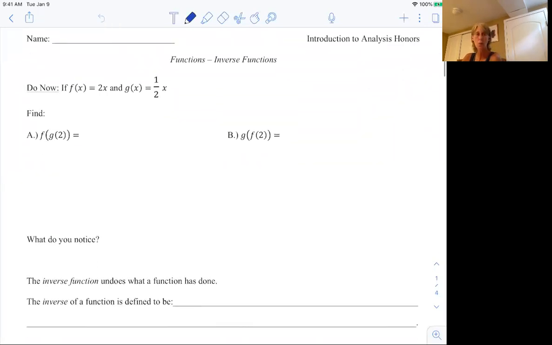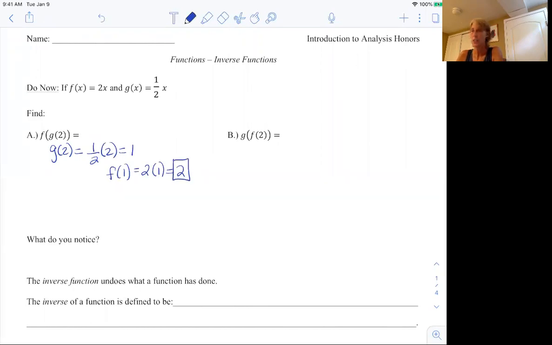of 2. So hopefully you remember from yesterday's lesson, this notation means I'm going to plug 2 into g first. I'm going to get that answer, and then I'm going to plug it into f. Right? That was composition from yesterday. So f of g of 2 is going to equal 2.